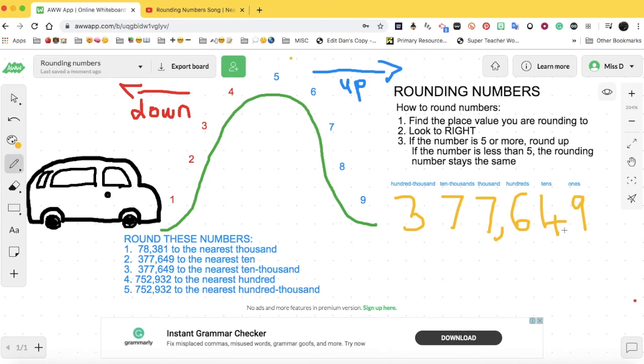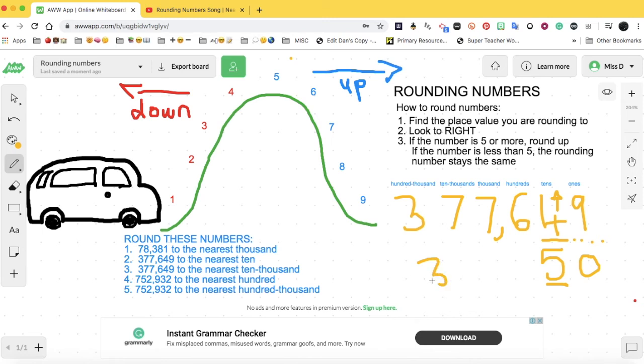Okay, so first up, we find the place value we're rounding to. We're rounding to the number 4. That's our 4 in our place value. Then we look to the right. This number here tells us if we need to round up or down. It is more than 5, so that means that we round our 4 up. So 4 becomes 5. Everything afterwards becomes 0 because we're rounding to the nearest 10.